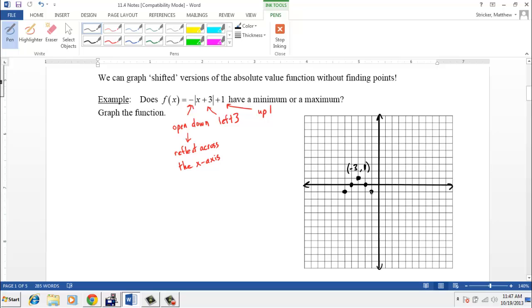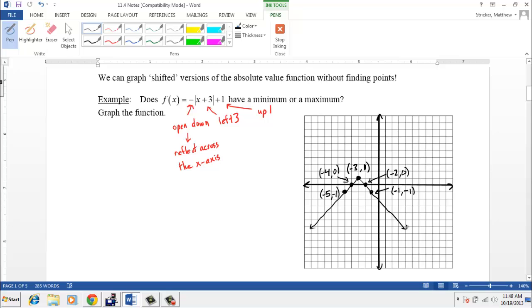Now we have the vertex and 2 points on each side. This is the point -2, 0. So point -1, -1. We have the point -4, 0, and -5, -1. It gives us that nice downward V shape now.